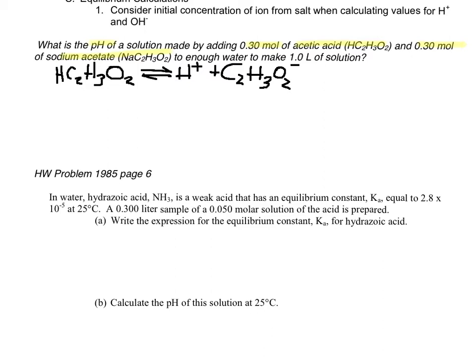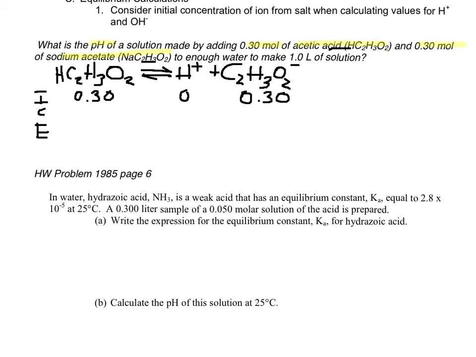Now if you take this and set this up in an ICE table, something that you're going to see is that now you have an initial concentration of the acetic acid, but you also have an initial concentration of the acetate ion as well. They're both 0.3 molar because we have a 1 liter solution. So 0.3 moles divided by 1 liter is 0.3 molar. Since you have 0 of the hydrogen ion, that means that this reaction is automatically going to move towards the right.